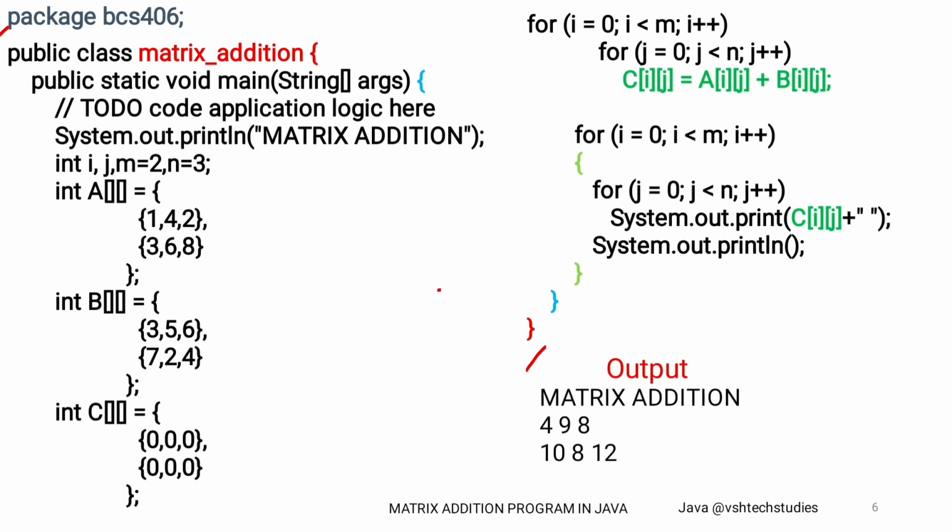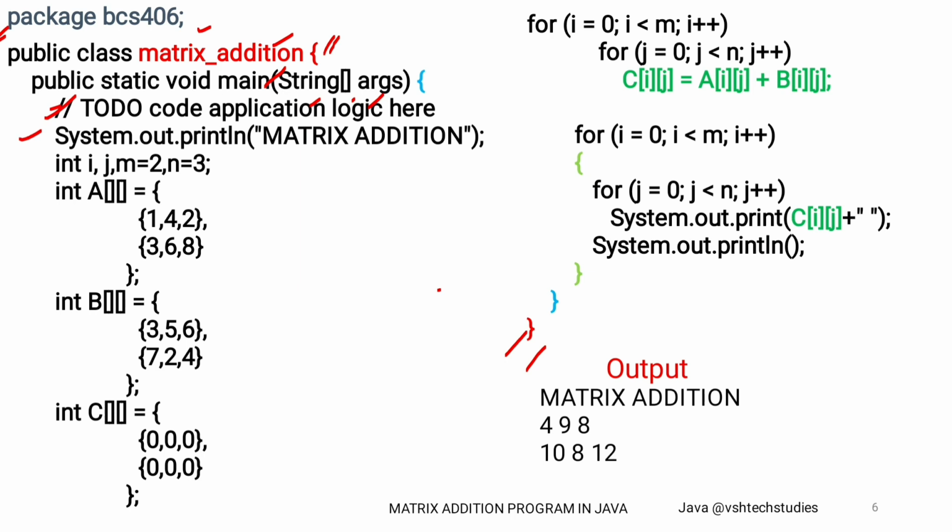Okay. The first statement is package BCS406. So it is created in this package. So public class MatrixAddition, this is the name of the program. This is the begin of the program, this is the end of the program. In that, public static void main, this is the main function which will have the code. So this is the comment to do code application logic here. Application means here the program for matrix addition. So that is what is written next.